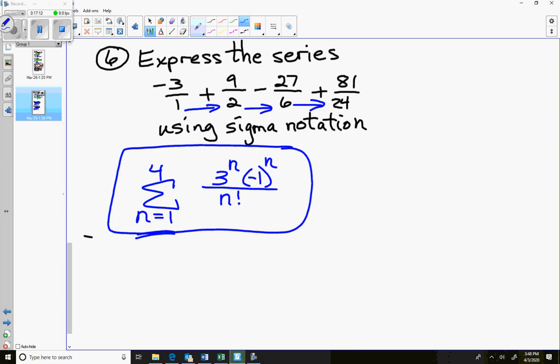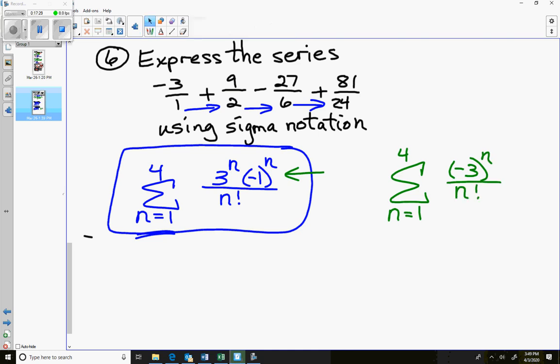Now, some of you may also recognize that since both the 3 and the -1 are to the nth power, you're going, could we have written it as simply -3 to the nth power over n factorial? Absolutely, that would have worked as well. And that is 10.1, the second one.